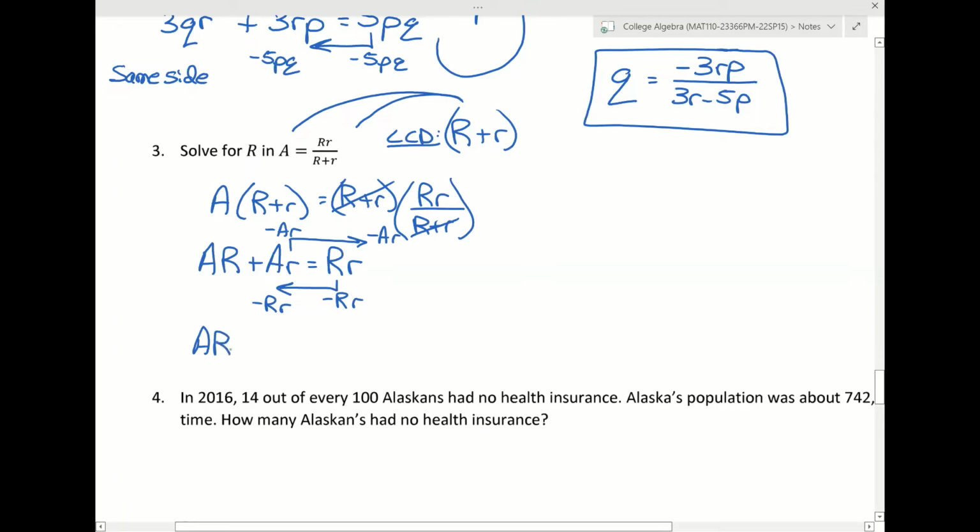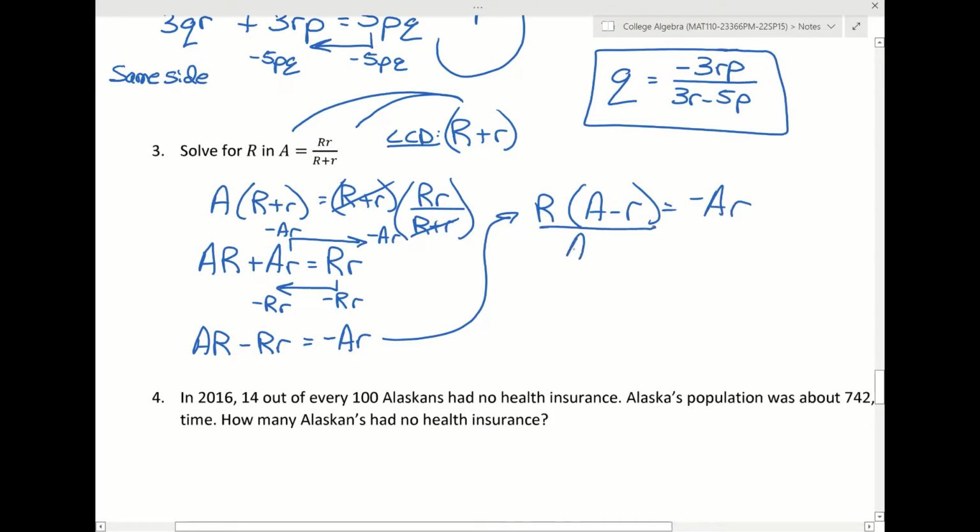Get aR minus Rr equals negative aR. Factor out the big R. And then divide both sides by the other factor.